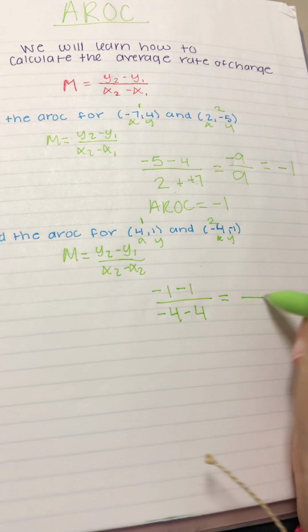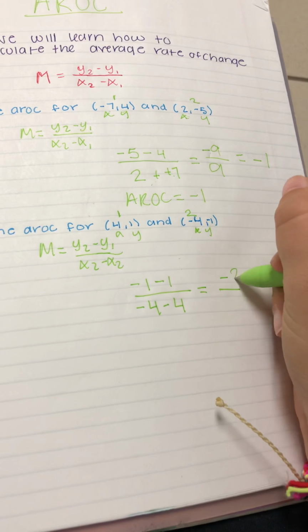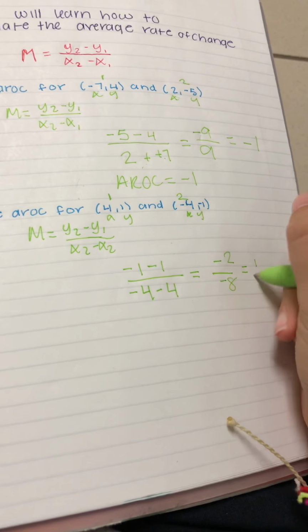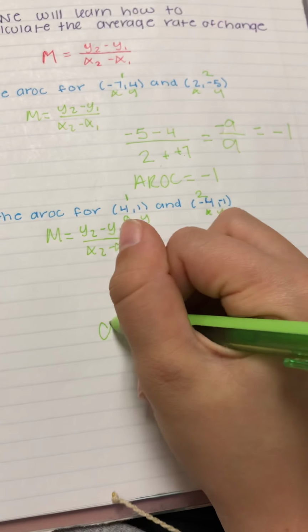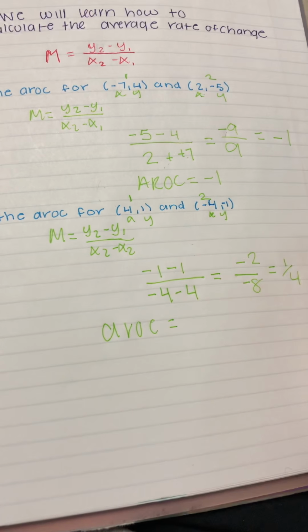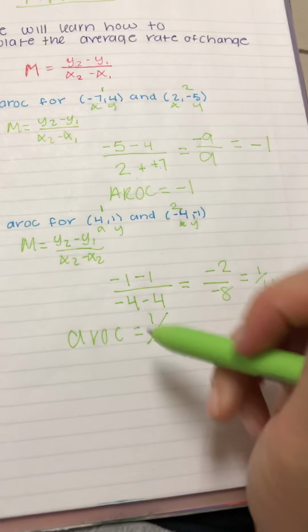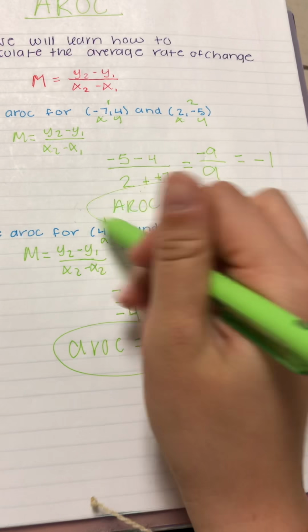And then we solve. So we'll get negative 2 over negative 8. And when we reduce, that reduces to 1/4. So our average rate of change for this one is 1/4. And there are our answers.